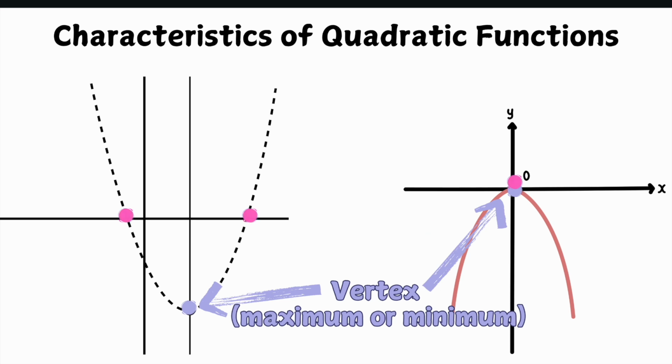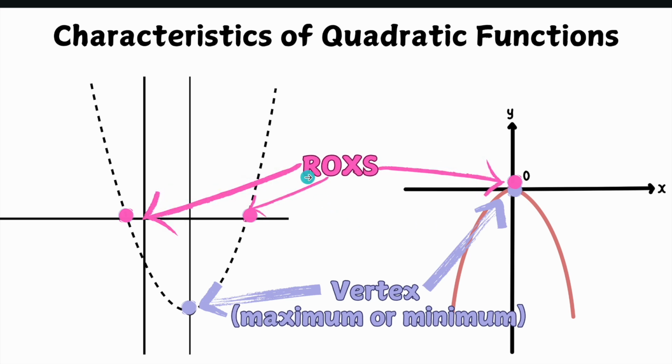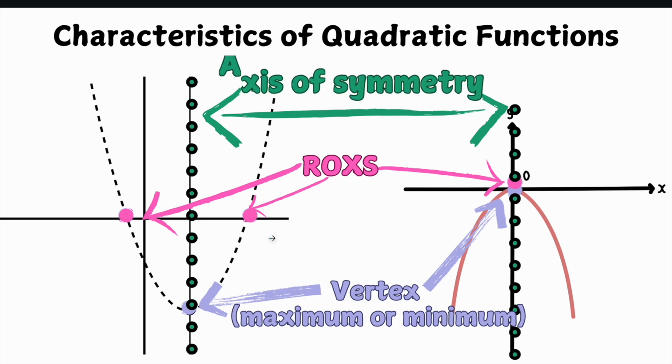Then we have these ones right here. These are so important that they receive 4 names: roots, zeros, x-intercepts, and solutions, which is where your quadratic function crosses the x-axis. Then at last, we have these imaginary lines that cut the quadratics perfectly in half. These, too, are called the axis of symmetry.